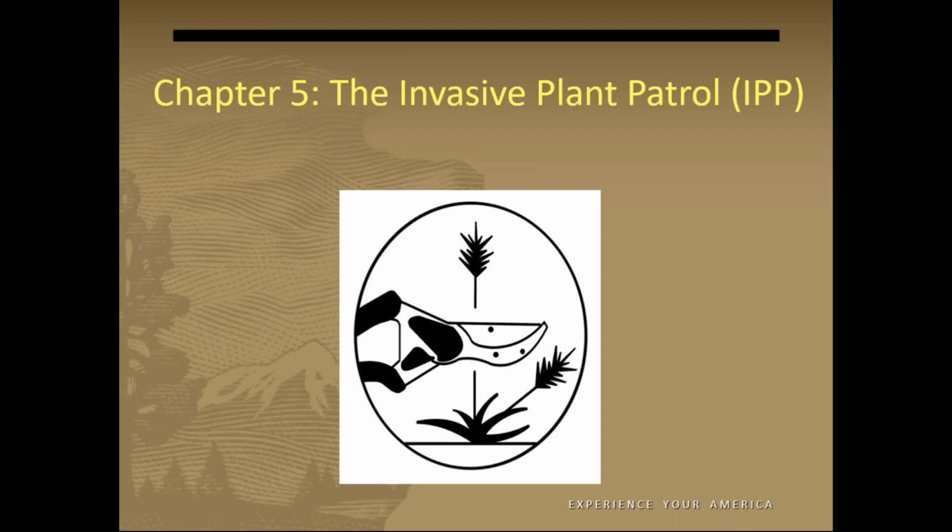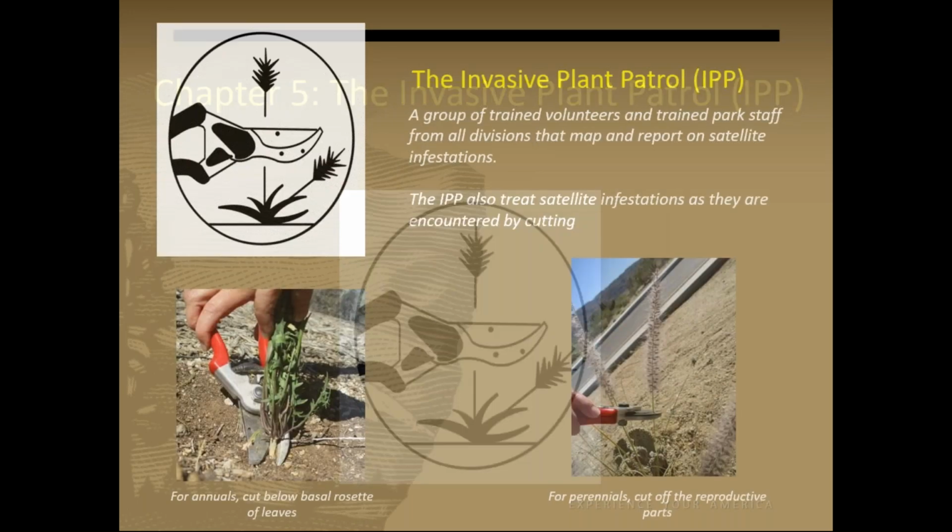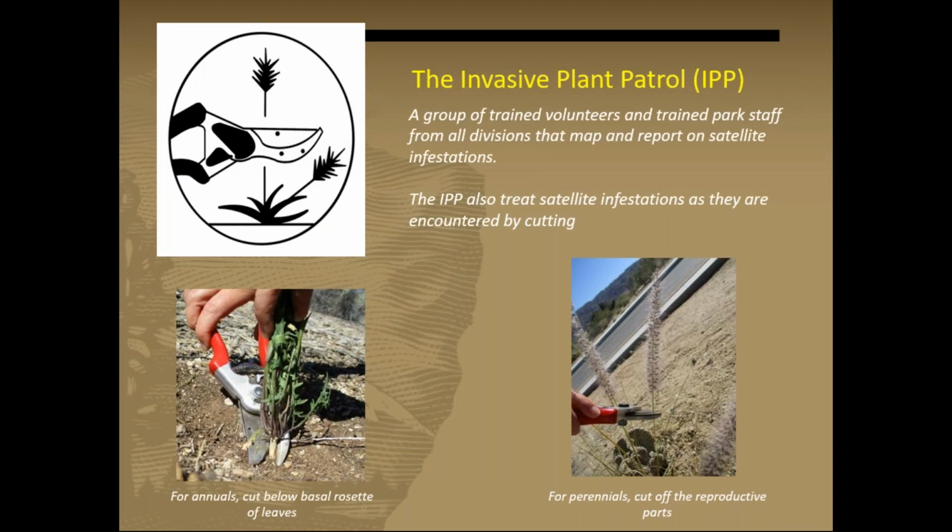So that brings me to chapter 5, the Invasive Plant Patrol. The Invasive Plant Patrol is a group of trained volunteers and park staff from all divisions that map and report on satellite infestations. Those are isolated infestations on the edge of the main infestation where invasive plants are spreading. These trained volunteers and staff also treat satellite infestations as they are encountered by cutting. For annual plants, they cut them at the base, below the basal rosette of leaves, the lowest leaves. For perennials, such as fountain grass, they cut off the reproductive parts.